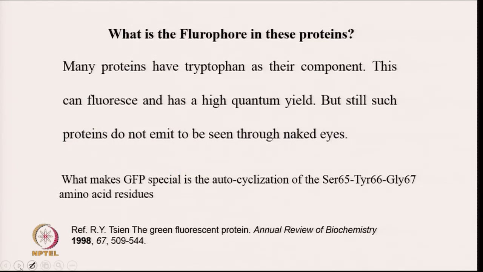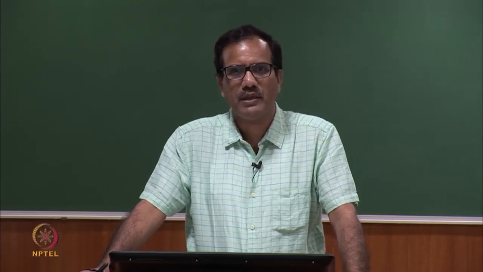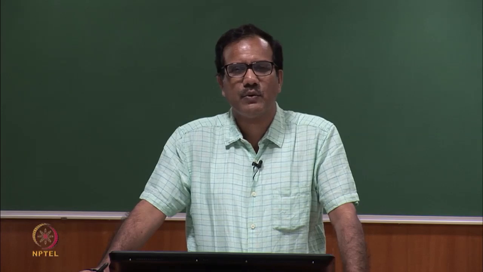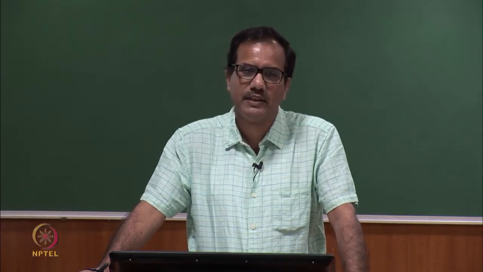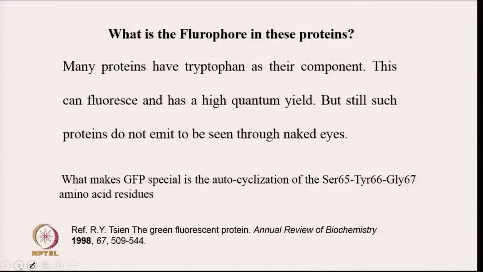Although many proteins have tryptophan as a component, which can fluoresce and has high quantum yield, they don't emit fluorescence strongly enough to see with the naked eye. What makes GFP, green fluorescent protein, special is the autocyclization of three residues: serine 65, tyrosine 66 and glycine 67. GFP has this tri-amino sequence which undergoes autocyclization in the presence of light, and that makes it fluoresce more.